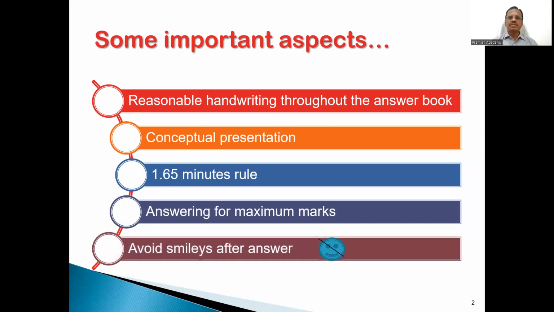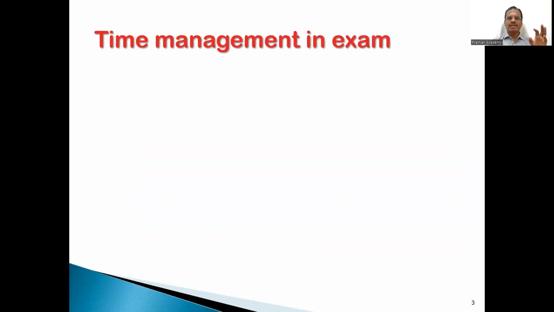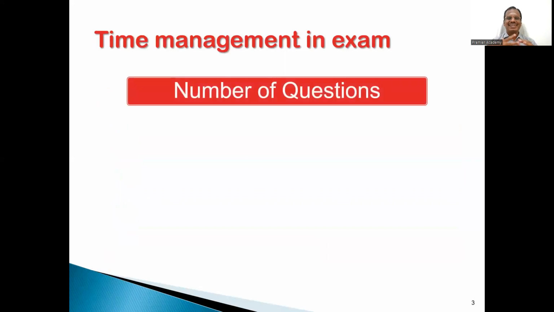Answer for the maximum number of marks. This works for an average, normal student. So try to answer the maximum. Don't answer a few questions and expect very big marks. Not fair. Try to answer the maximum marks. Avoid smileys after the answer. Suppose the balance sheet tallies, don't express your happiness through smileys. It tantamounts to sharing a coded message with the examiner indirectly. So let us not take the risk.